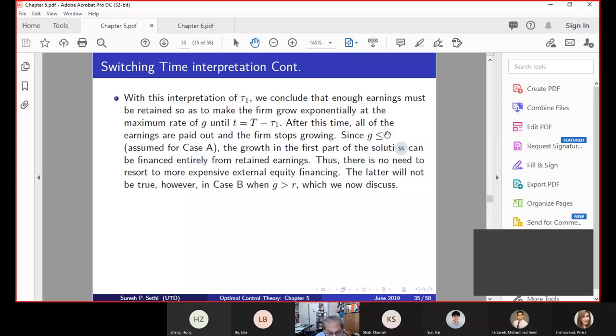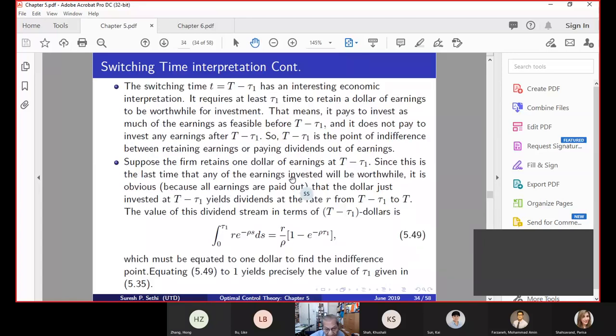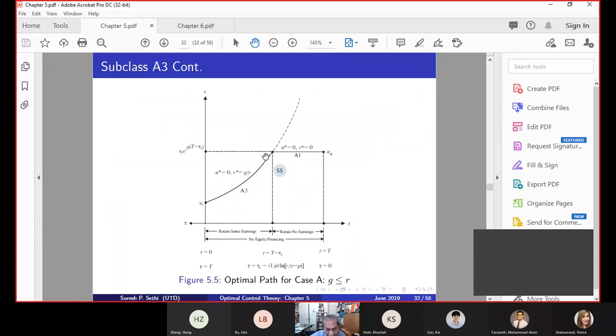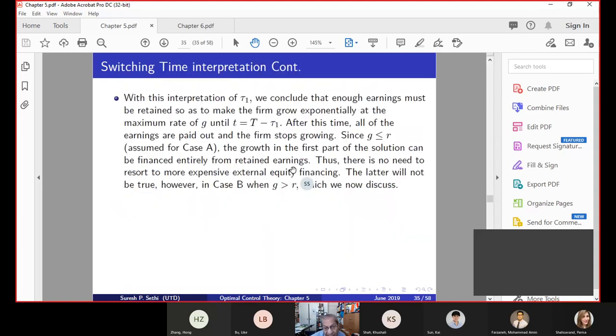Since G is less than R, the growth in the first half of the solution can be financed. So what does that mean? What's it saying? Because G is less than R, and I cannot grow faster than G, I can grow the company only by retaining my earnings, because I'm earning at the rate R and I can retain part of the earning to grow at rate G. But if G is bigger than R, then by retaining full earnings, I can only grow at the rate of R.